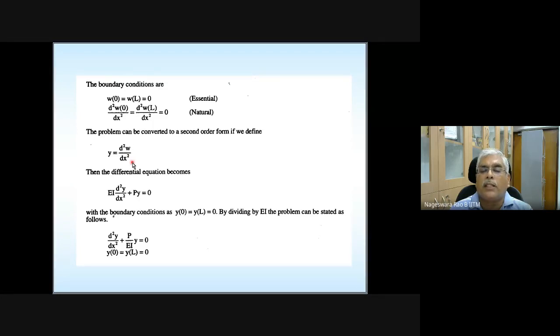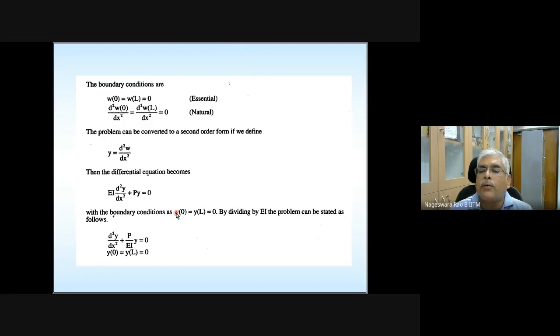The second derivative of w with respect to x, you just call that y. And if you don't like the letter y, you can call it something else. It doesn't matter. Y is not deflection or a coordinate or anything like that. Y is just some variable defined as the second derivative of w with respect to x, just for substitution. So if y is defined like this, the previous differential equation becomes this one, and this is a second order differential equation.